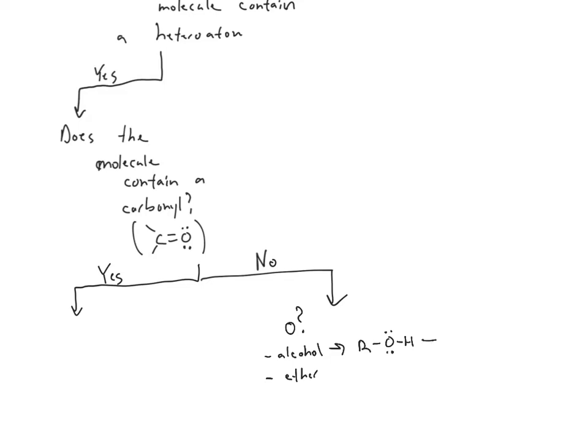So an example, using the condensed structure, would be ethanol, ethyl alcohol, or rubbing alcohol, isopropyl alcohol. Notice what they have in common are those OH groups. There's no carbonyl present in that.